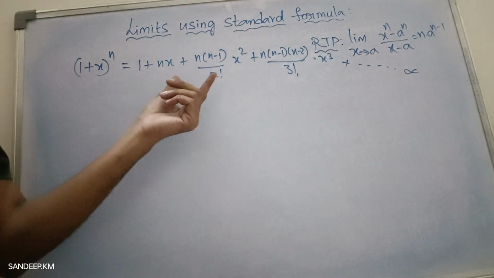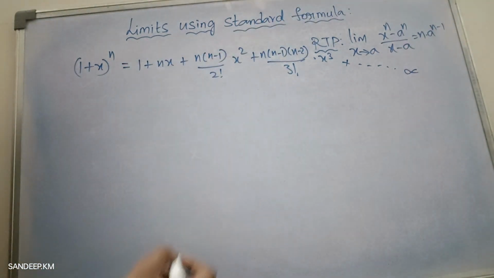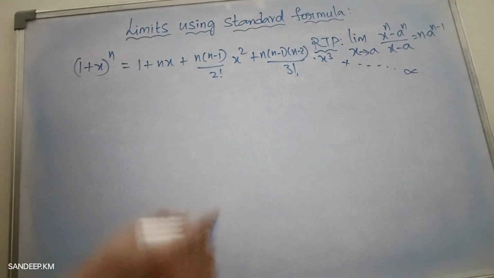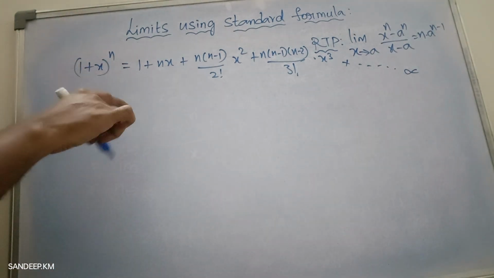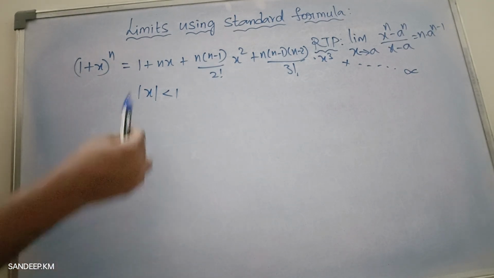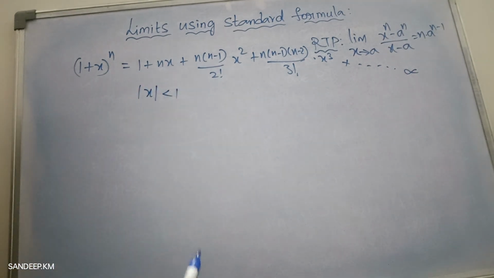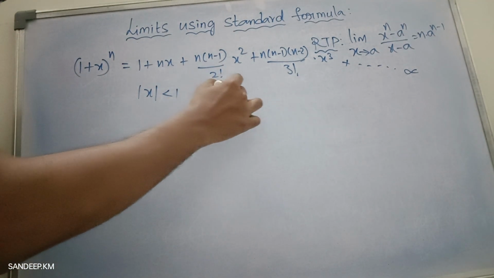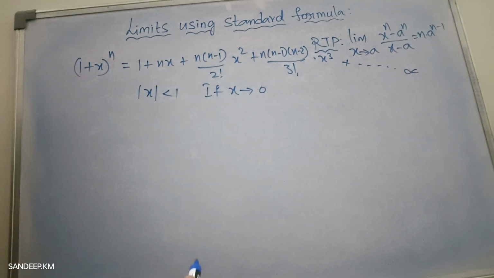We are going to use this particular expansion to prove that. Let us see how to prove it, but remember that while using this formula, mod x will be less than 1. This is the condition. Only when mod x is less than 1 we can use this formula. Now what happens if x is approaching 0? If x is approaching 0, dear students, you can understand.